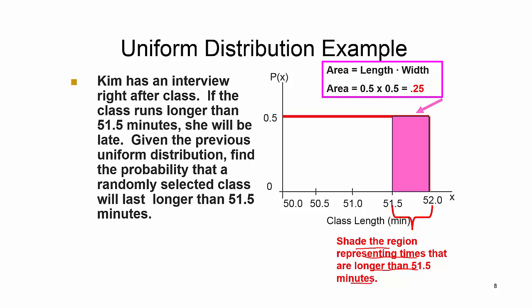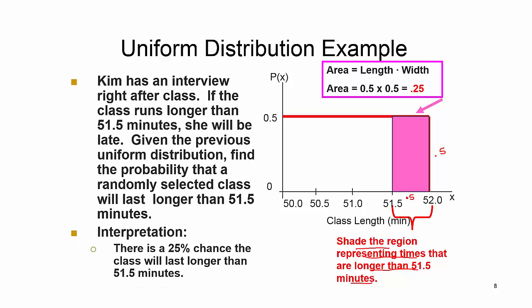And I know that area under the curve is length times width since this is a rectangular distribution. So the distance from 51.5 to 52 is 0.5. And then this height is also 0.5. So 0.5 times 0.5 is 0.25. So there's a 25% chance the class will last longer than 51.5 minutes.